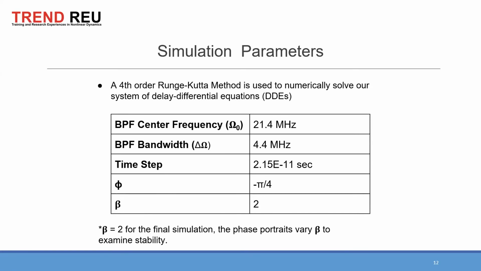These are some of the parameters: the bandpass filter center frequency, the bandwidth, the time steps, all that fun stuff. The two important parameters to pull from this are our phi, -pi/4, which makes things a lot easier, and our beta for the last simulation, which is 2.